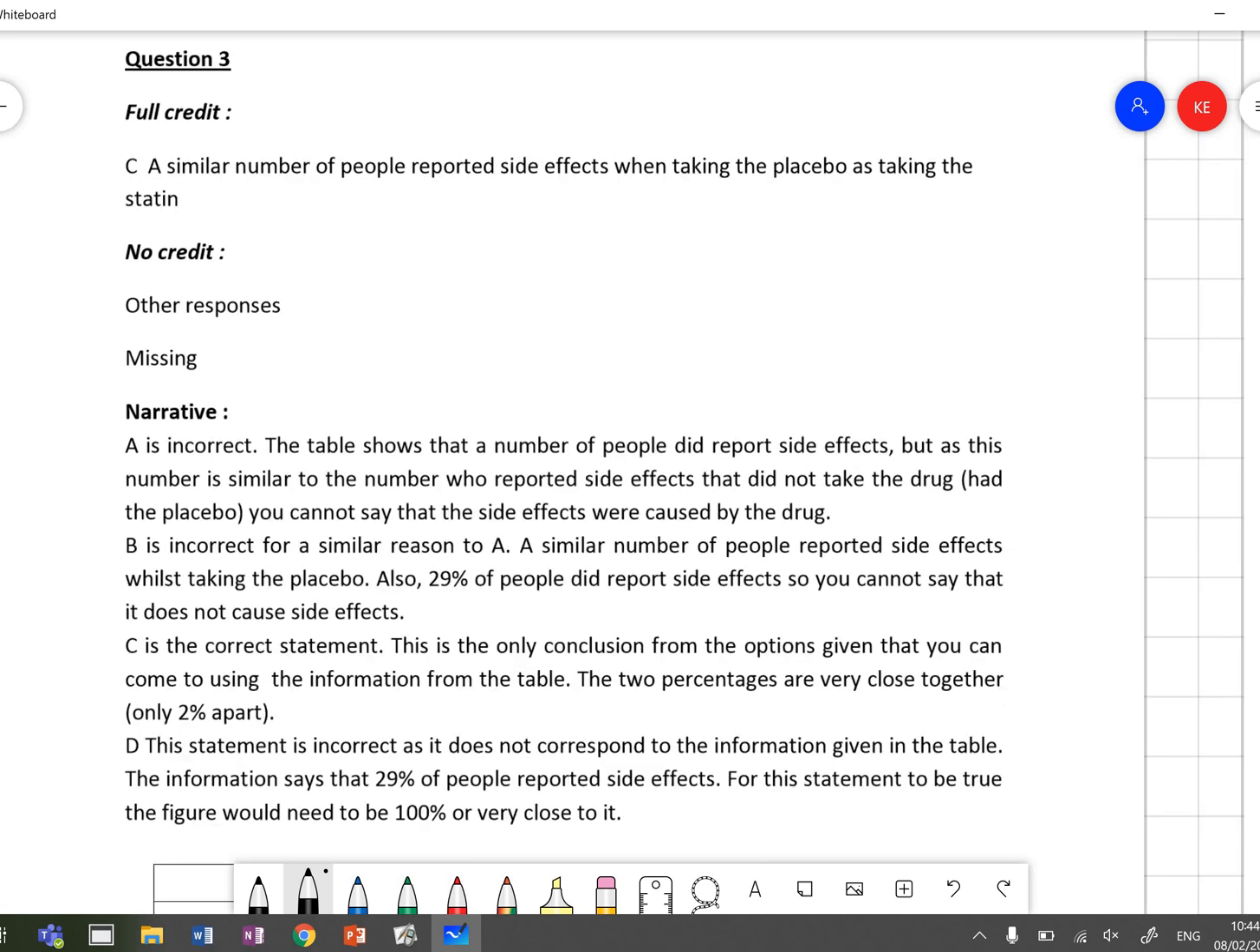So for question 3, you were given a table. People who were given the statin, 29% of them reported side effects, and people who were given the placebo, so the fake version, reported side effects in 27% of people. So for question 3, which statement best describes the results of this experiment? It would be C. A similar number of people reported side effects when taking the placebo as taking the statin. There's only 2% difference between the answers.